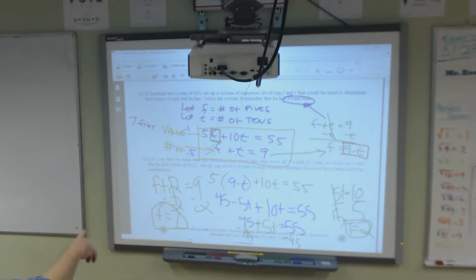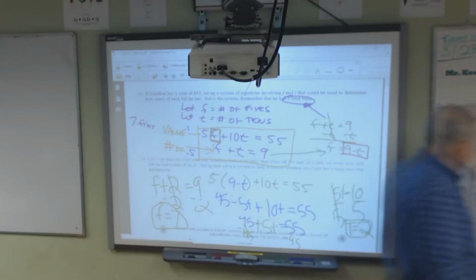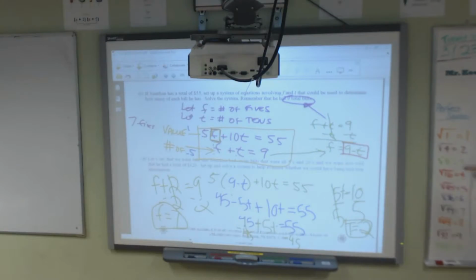Now, while you're copying that, I'm gonna show you another way to solve it, using elimination, the last thing that we've been doing. So we had 5f plus 10t is equal to 55, and then we had f plus t is equal to 9. If you remember, with elimination, there's an invisible 1 in front of that f. So you could have put that 1 up there.